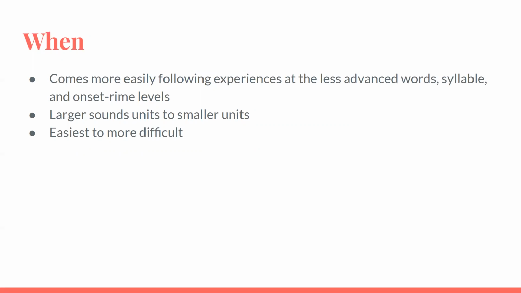When? For most students, learning to attend to individual phonemes comes more easily following experiences at the less advanced word, syllable, and onset rhyme levels. In general, begin with larger sound units and move progressively to smaller units, and it is important to logically sequence skills from easiest to more difficult.